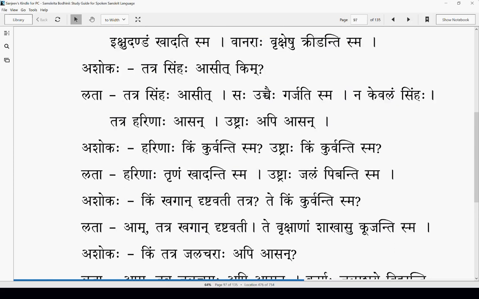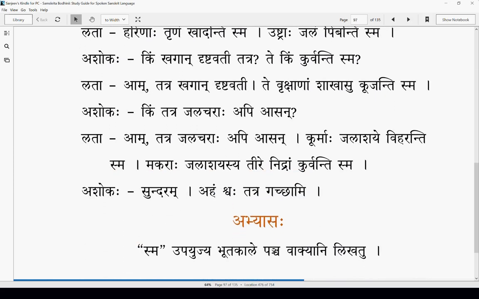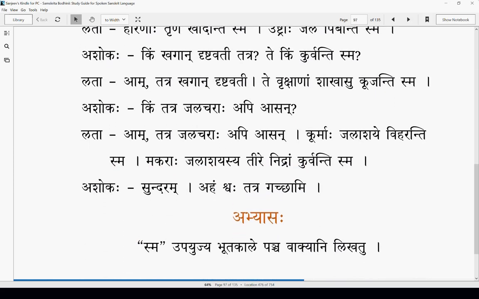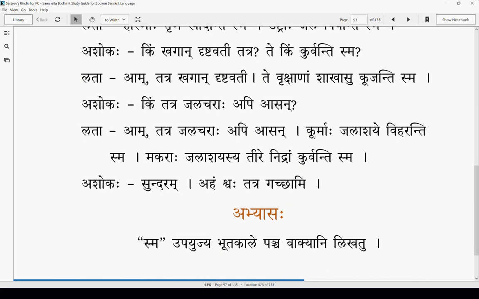So there is just one small question which you can do: sma upayujya bhutakale panchavakyani likhatu. So write five sentences using sma in the past tense.